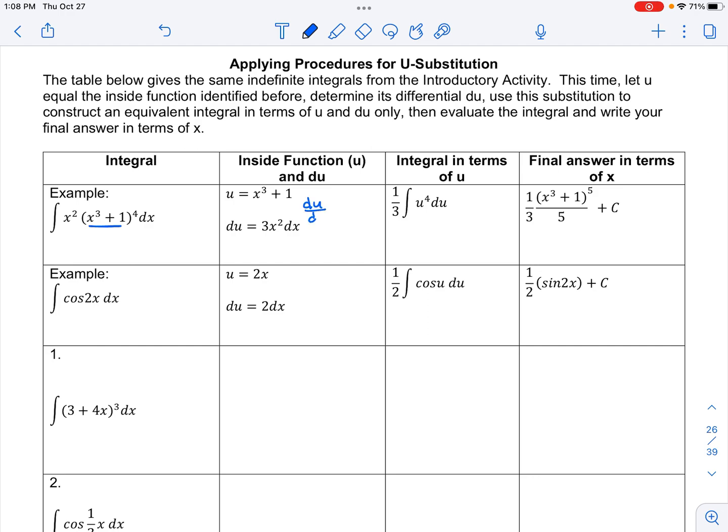So the derivative of u with respect to x will just be 3x squared. And then what I'm going to do is solve this for du. So basically that just means move that dx over. So du is 3x squared dx. So this allows me to rewrite the original problem, everything in terms of u and du.